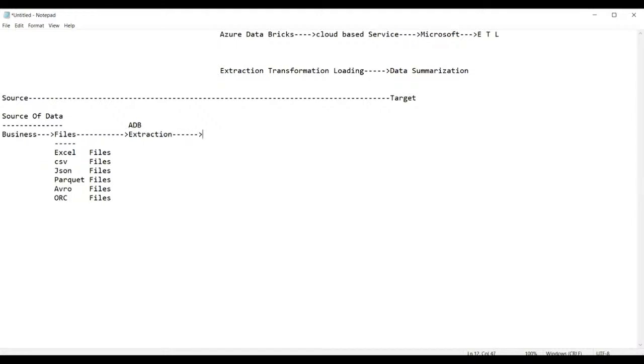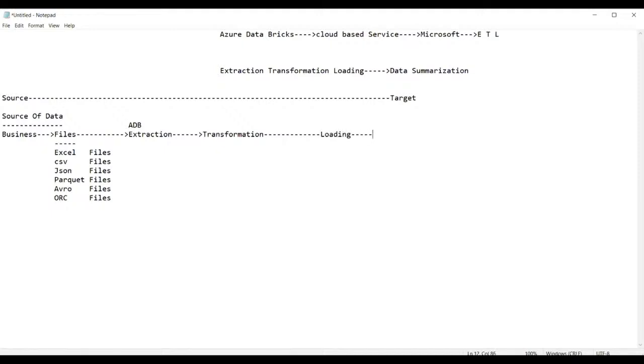Then next, what is the process? Tell me now, guys. The next level of processing is transformation. Transformation is nothing but, based on the requirement of the customer, you're going to change the format of the data. You're going to change the structure of the data, design a new structure of the data. Am I right? This is called transformation.